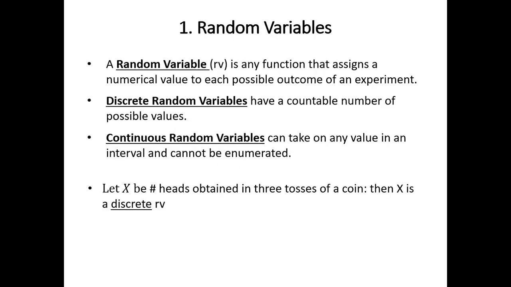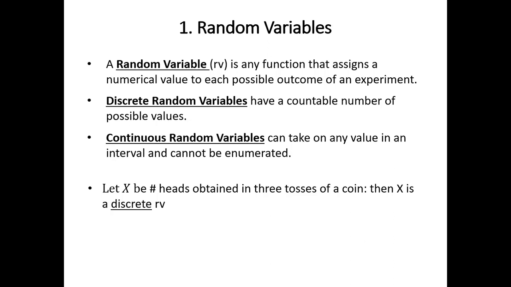So we'll begin with random variables. Random variable is an important idea in probability. The idea is a random variable, which I'll abbreviate as RV, is any function that assigns a numerical value to each possible outcome of an experiment. So it's sort of like we're taking the sample space, and to each outcome in the sample space, we make sure there is a number assigned to it.